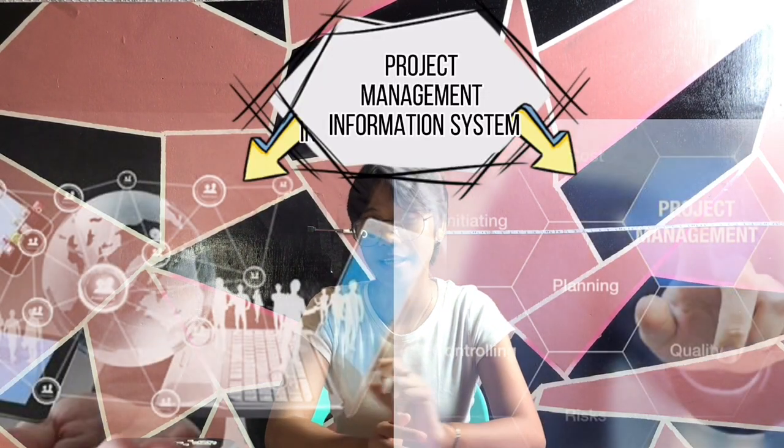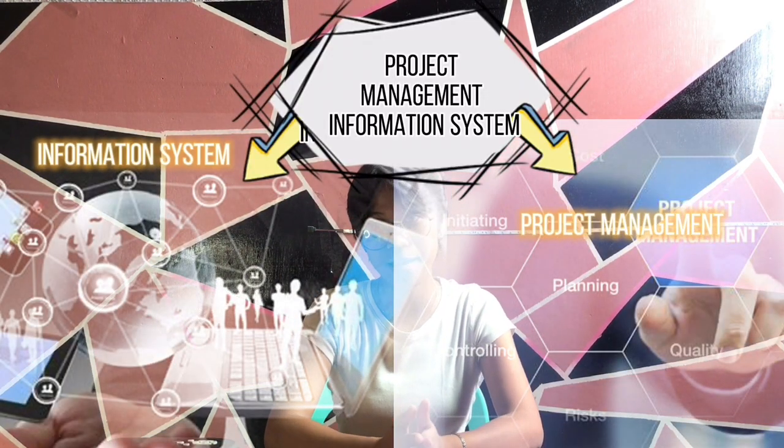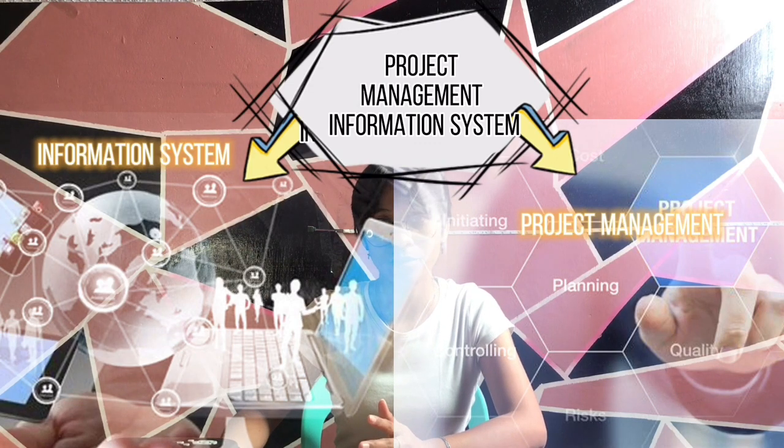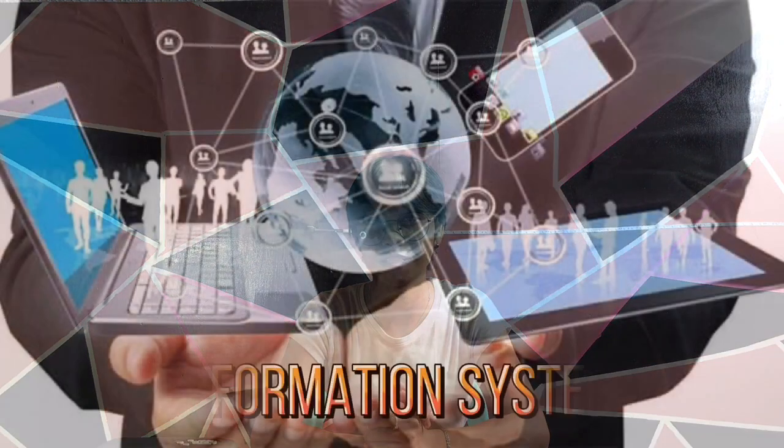PMIS has two phases. These are the information system and project management. These two must always be put together because by the absence of one, PMIS will not function. So let me first talk about information system.